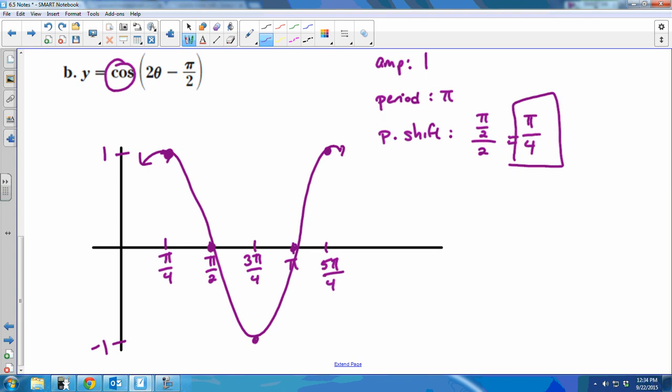Most of the time, like the ones on the quizzes and everything, the phase shift works out to be something that is already part of your scale anyway, so it's not that big of a deal. Sometimes it doesn't.